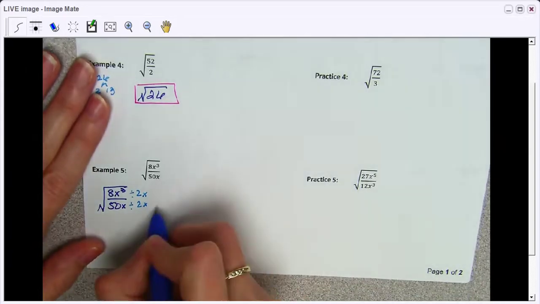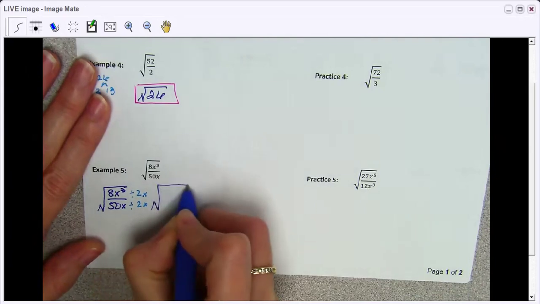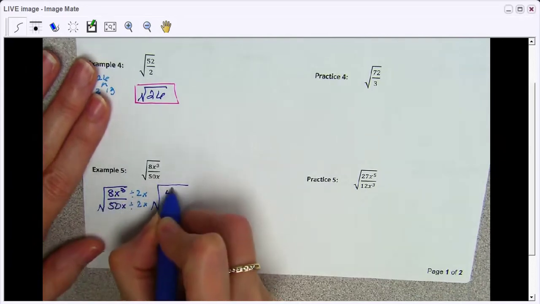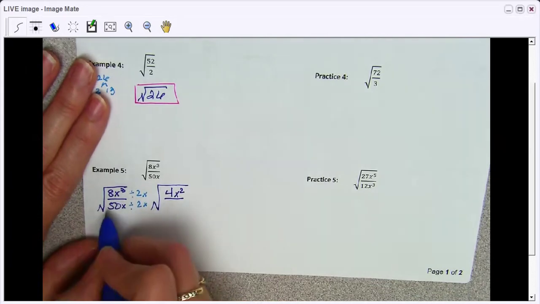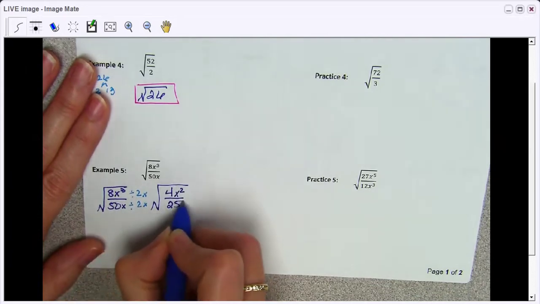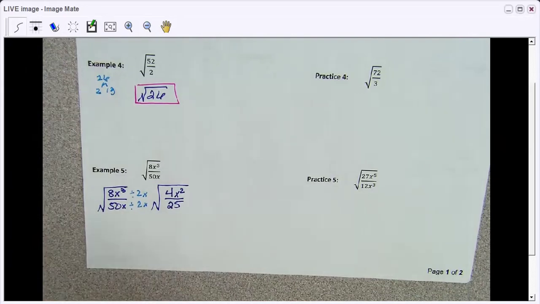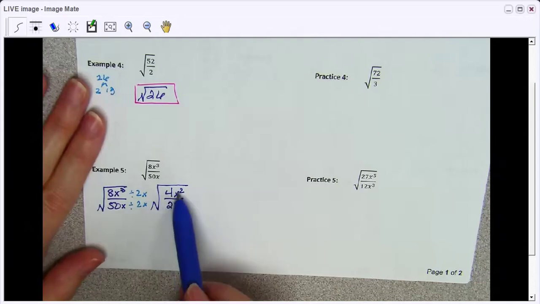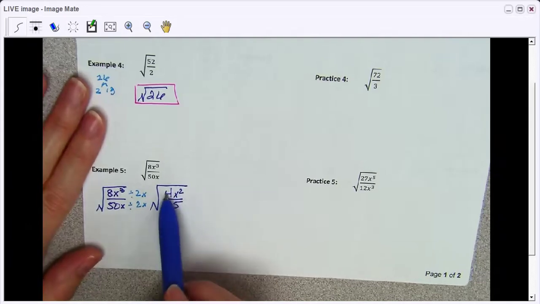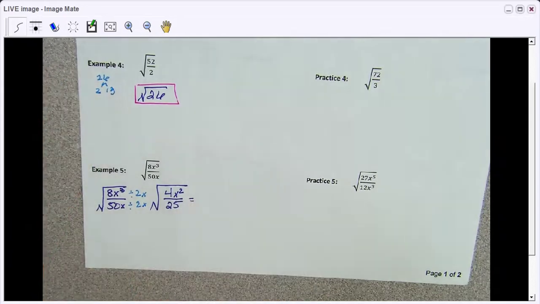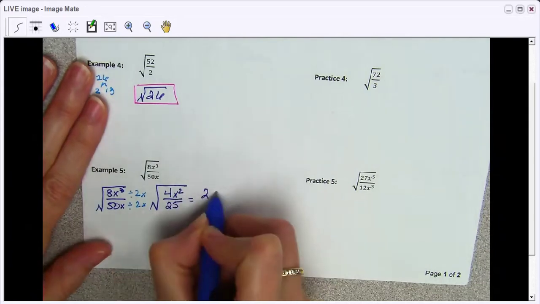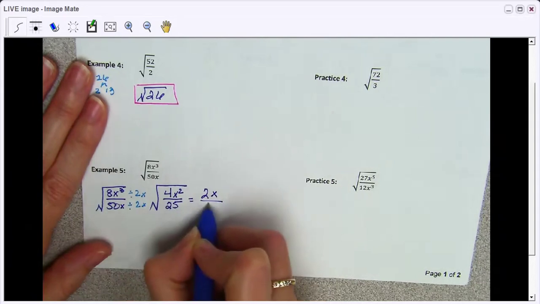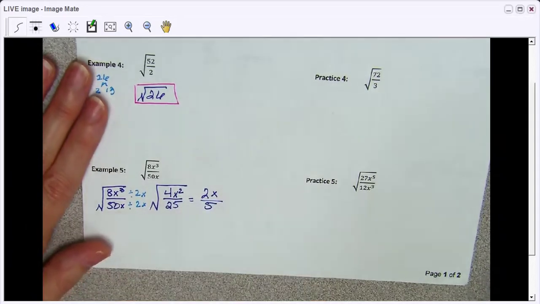So we keep the radical symbol. 8 divided by 2 is 4. X cubed divided by x is x squared. 50 divided by 2 is 25, and then x divided by x is 1, or it just cancels out. And so now let's look at this. Are these perfect squares? Yes, they are. The square root of 4 is 2, so now I'm factoring out, so I'm going to end up getting rid of the radical. The square root of 4 is 2, and the square root of x squared is x, and the square root of 25 is 5. And we're done.